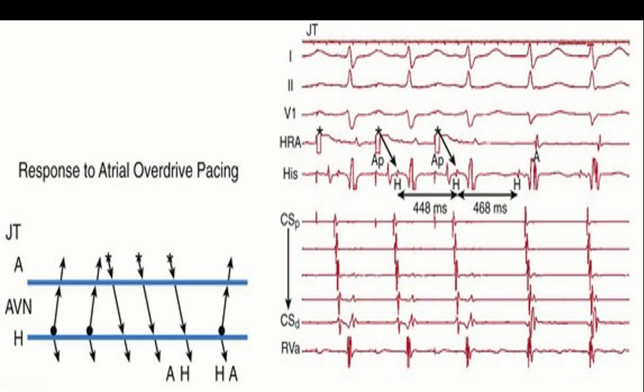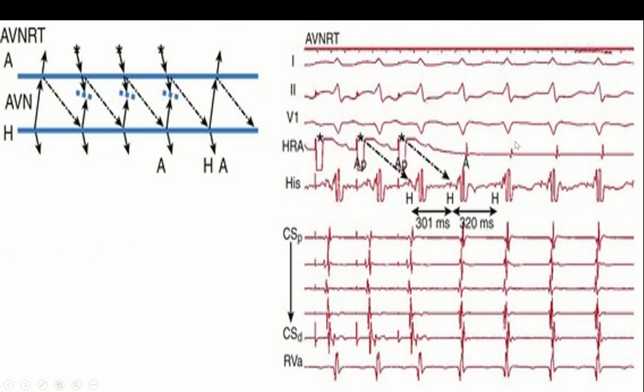Here we can appreciate narrow-complex tachycardia. Short VA interval. Start atrial overdrive pacing from high right atrium. Stop pacing, we can appreciate a HA response. Definitely it's a junctional tachycardia.